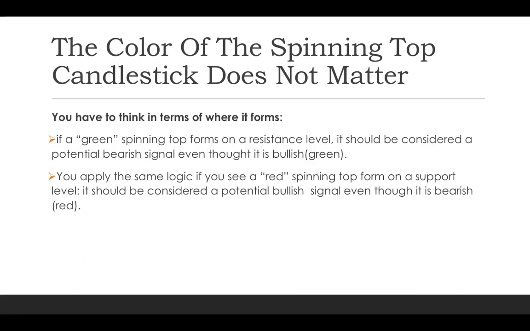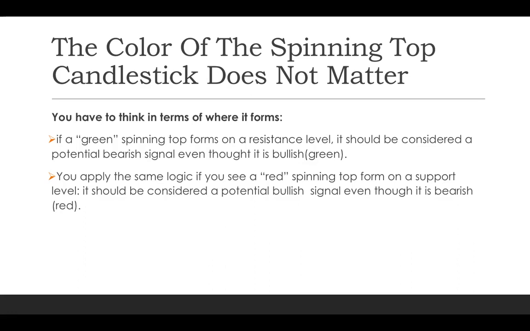Again, remember, green means that the market is going up. But if the spinning top forms on a resistance, that means it's trying to break out on top, it's going to push up, but it's not able to push up. If it is formed at that level, it should be considered a potential bearish signal. So even though the candle is green, it tells us, you can't penetrate the ceiling, now back down you're coming.